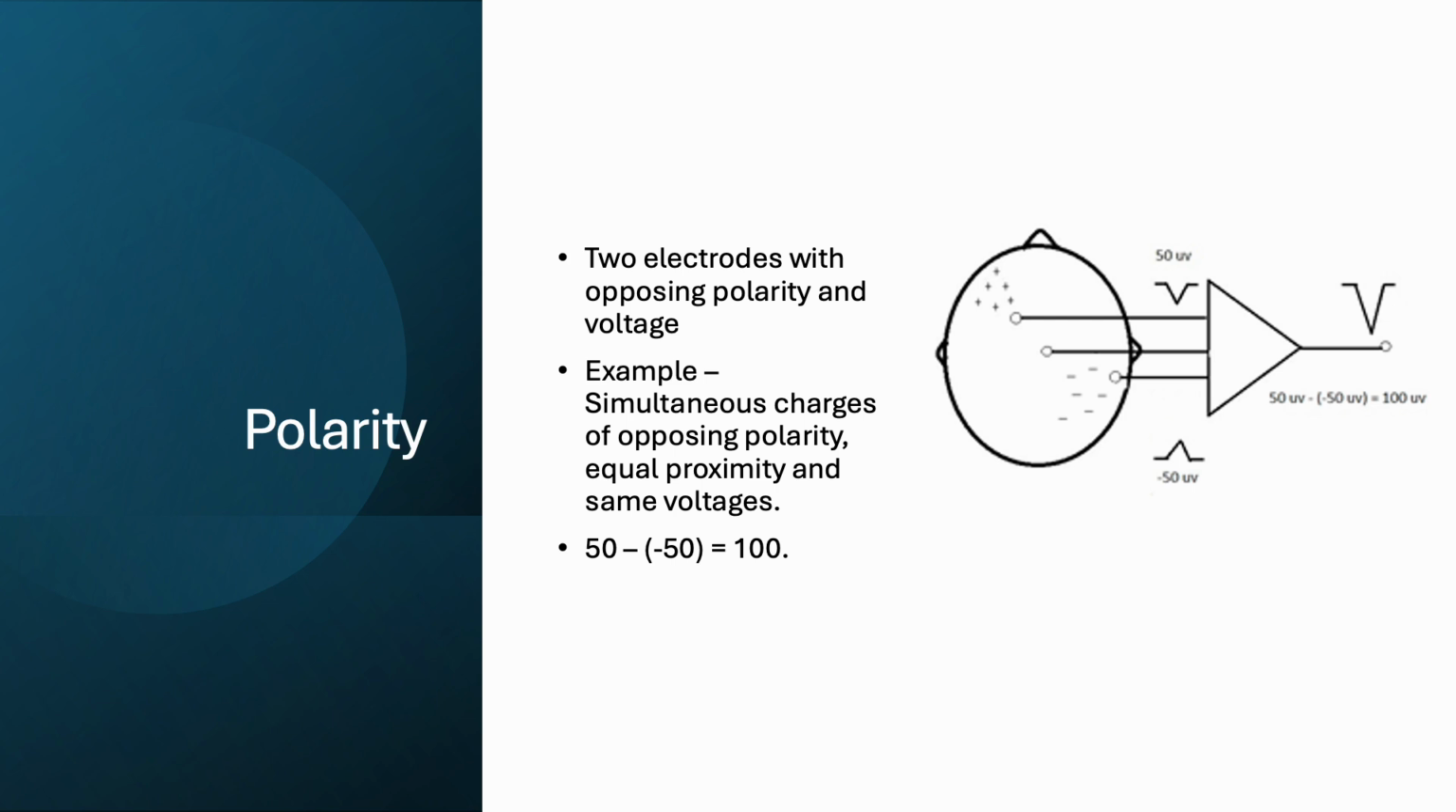This example shows two electrodes with opposing polarity and voltage. Be careful about the positive and negative symbols. If you have to subtract from a negative number, that means you are adding them. For instance, if negative 50 microvolts is subtracted from positive 50 microvolts, or 50 minus negative 50, you're taking away 50 minuses from 50 plus, that is 100. Positive 100. The wave deflects down, showing a positive deflection for EEG.